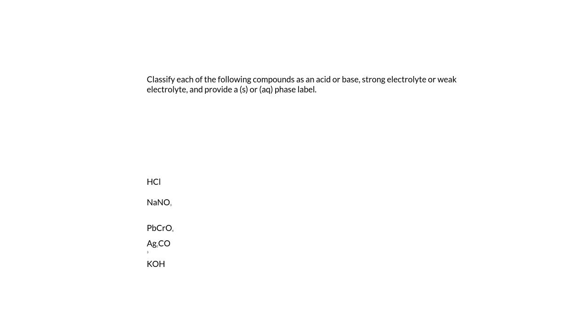Here are a number of compounds, and I want you to classify them in a couple of different ways. I would like to cross out this acid or base. That's not a classification that I want to make. I want you to do strong electrolyte or weak electrolyte, and then do solid or AQ. Remember, strong electrolyte is AQ, and weak electrolyte is S. Take a moment. Use either the solubility table or the intersection chart, whichever one feels more comfortable and natural to you, and assign these phase labels. Pause the video, check back, see how you do.